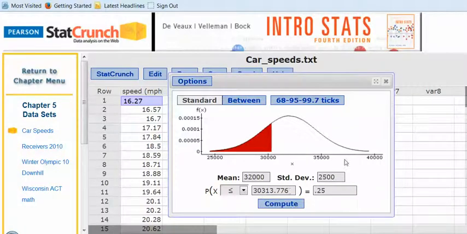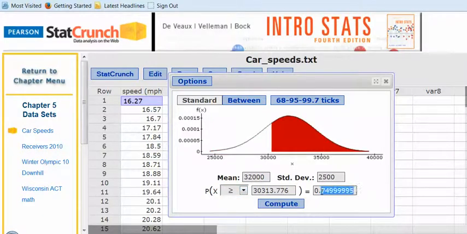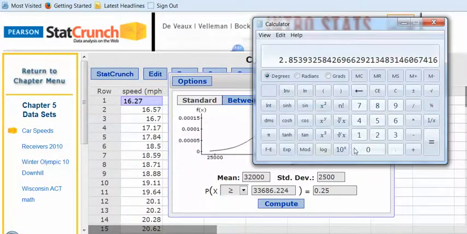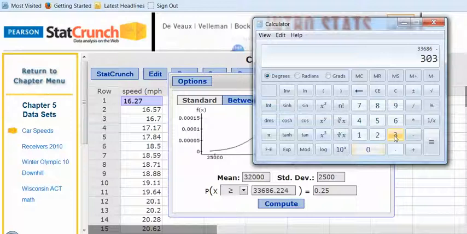And then I want the upper bound here, so I'm going to go ahead and find the upper tail. I'm going to change this to greater than and change this here to 0.25. And so now I've got the Q3 value, and the Q3 value is 33,686. And then if you remember, to find the interquartile range, we just subtract. So I take the upper bound at 33,686, and I subtract the lower quartile, quartile 1, which we found to be 30,314. And so my IQR is about 3,372 miles.